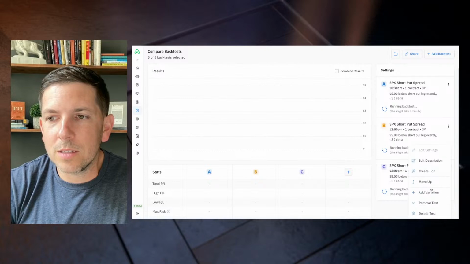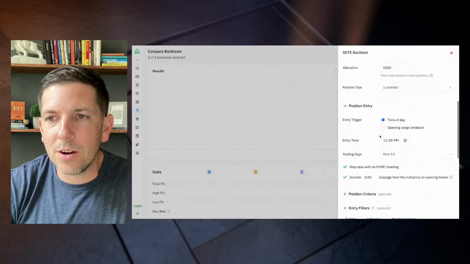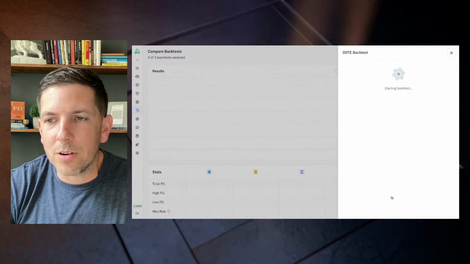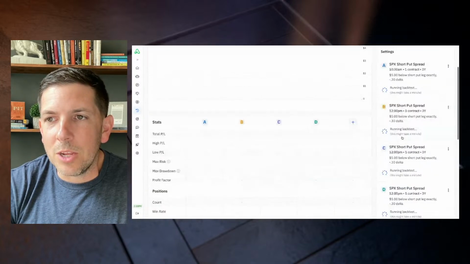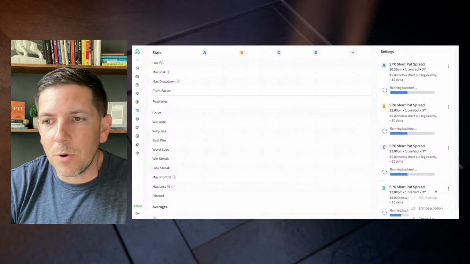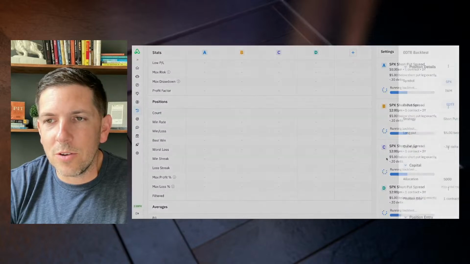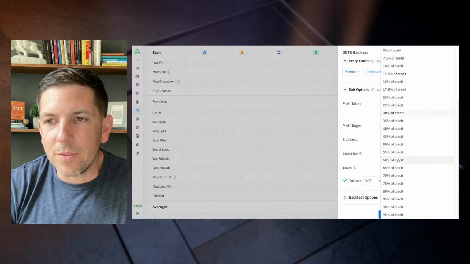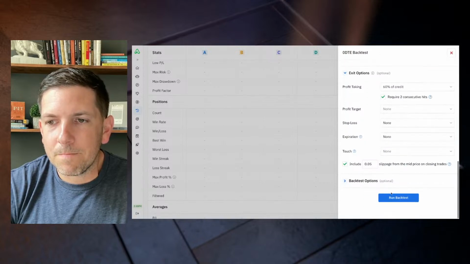We'll do another one. So we'll add another variation here. This time, let's do a little bit lower profit target, maybe something like 30%. Maybe that works. So we'll run that one. I mean, you can keep going in here too. Let's do one more profit target one, just to show you again how you can compare these side by side. Let's do a much higher profit target, say something like 60%.